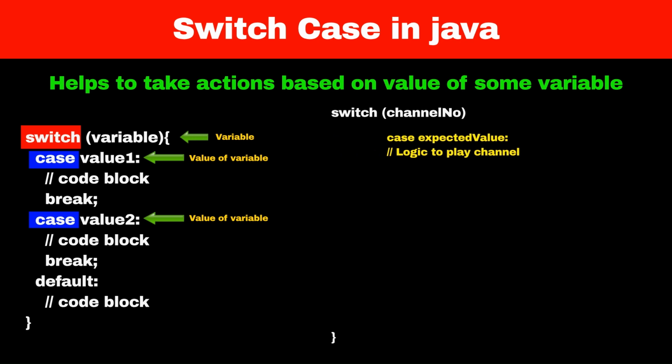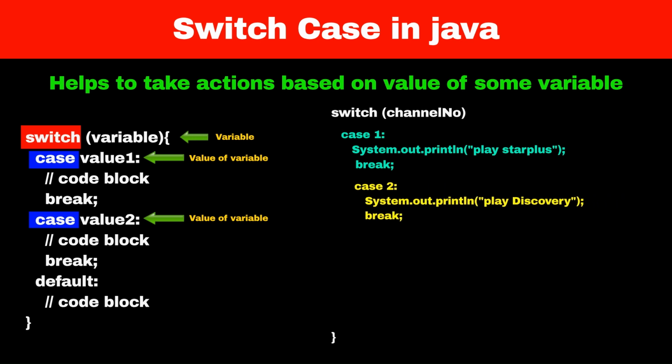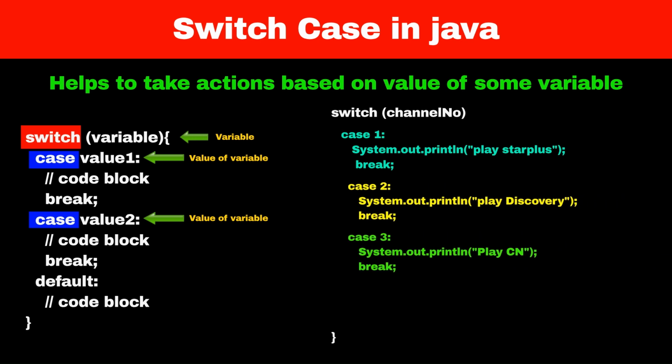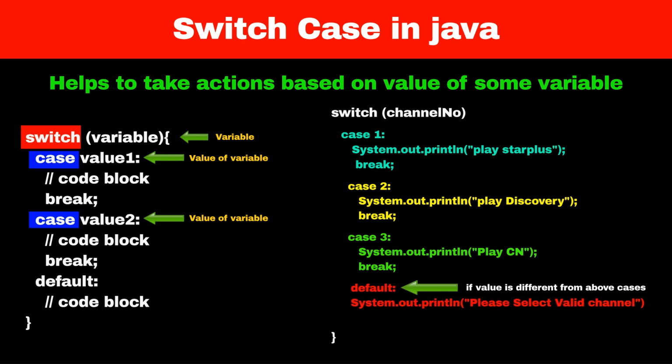For example, if the channel number is 1, then the system will print play Star Plus. If the channel number is 2, then the system will print play Discovery. If the channel number is 3, then the system will print play Cartoon Network. But what if the user presses 4 or some other channel number? For handling such a condition, we have the default case. If none of the cases matches the value of the switch statement, then the default case will be executed. So in our case, if the channel number value is 4 or some other value, then the default case will get executed.